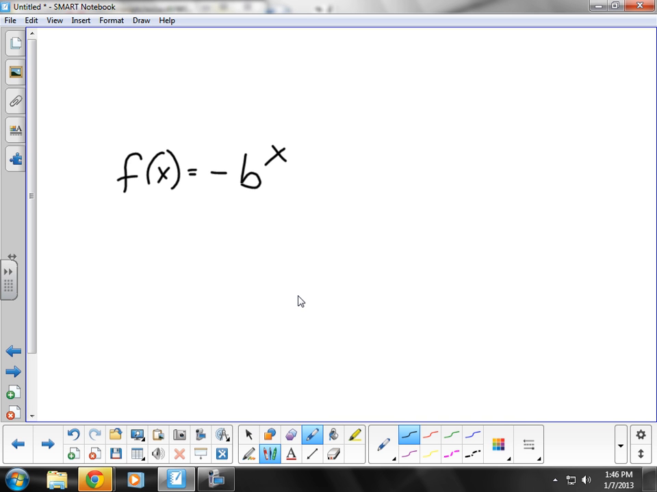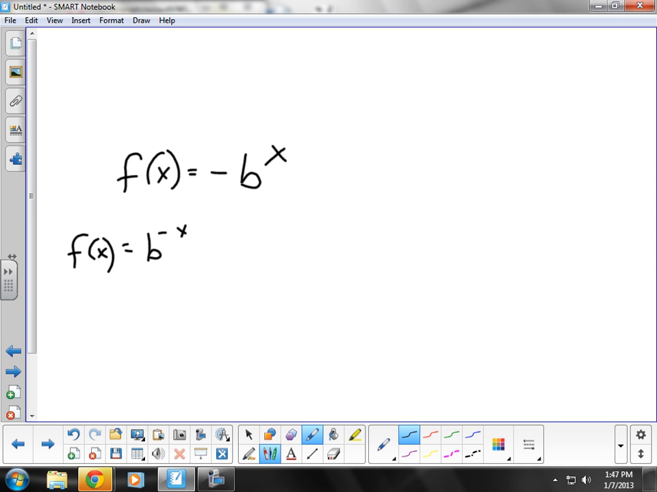Order of operations, since I do exponents before I do any multiplication. Okay, good. And then the one that we've already looked at, the b to the negative x, reflects it across the y-axis, right? We looked at that one already.